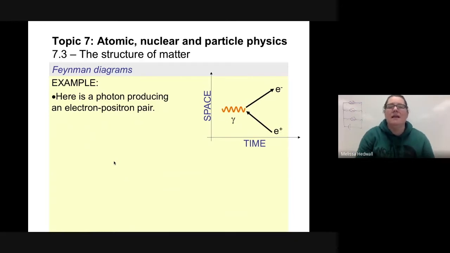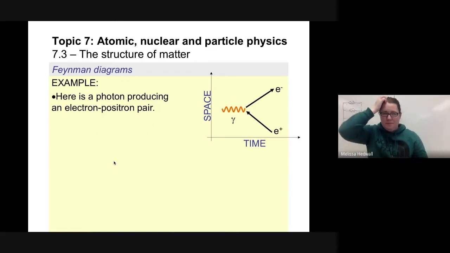As it separates into an electron and a positron, those two particles move apart from each other, and they're represented with their arrows. Remember, the arrow pointing in a normal direction is your electron, your particle, and the arrow pointing in the negative direction, or the backward direction, is your antiparticle. They're both still just moving up and down here.